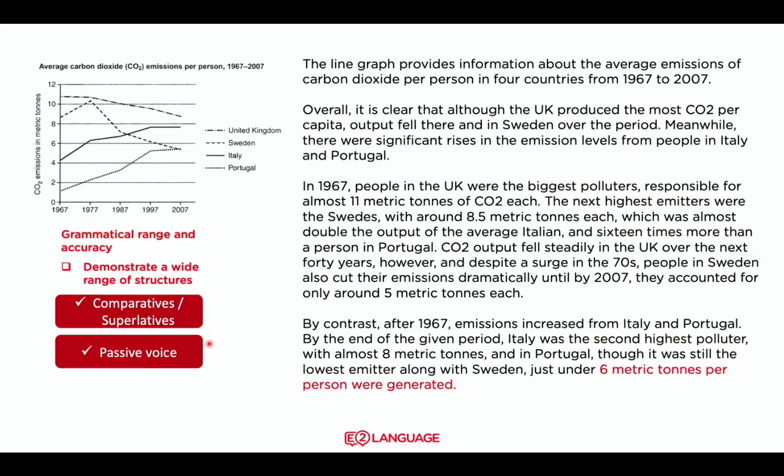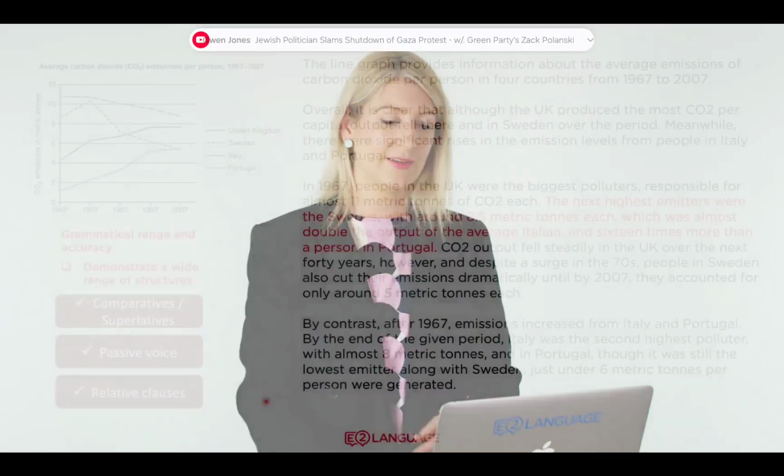Another one is the passive voice. So look at this sentence here. "Under 6 metric tons per person were generated." Now, I added this because I wanted to demonstrate variety. So that's why you need to write with this checklist in your mind. Be careful that you don't end up with a beautiful task, but it's all simple sentences. You need to demonstrate range.